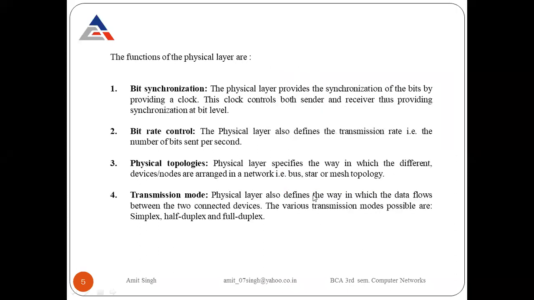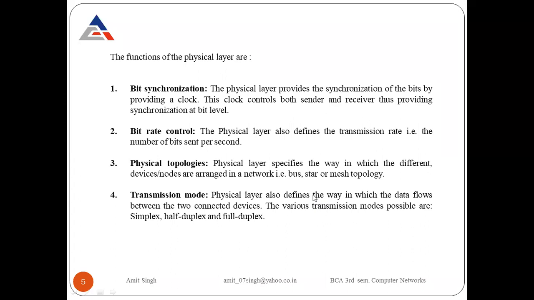Now next are the functions of the physical layer. We have different functions of the physical layer. Let's start with the first one, bit synchronization. The physical layer provides synchronization of the bits by providing a clock. This clock controls both sender and receiver, thus providing synchronization at the bit level. Bit synchronization means it can control the flow of the bits, because we all know the data in the physical layer is in the form of zeros and ones, in the form of bits. And for bit synchronization, they use a clock.